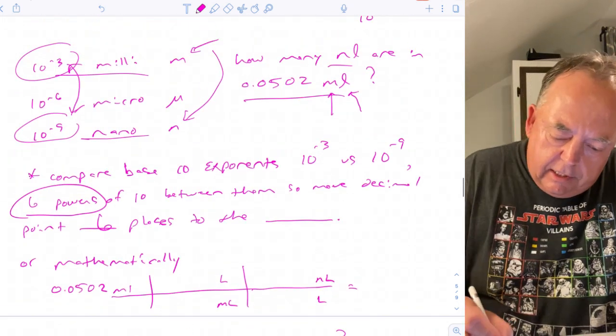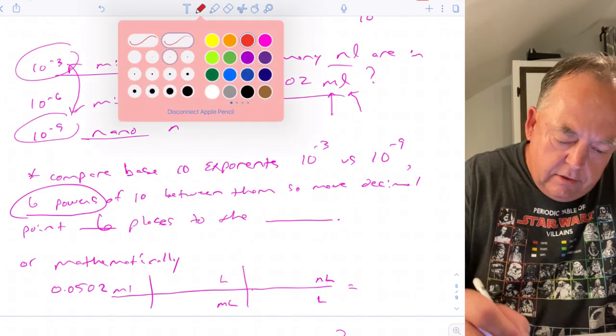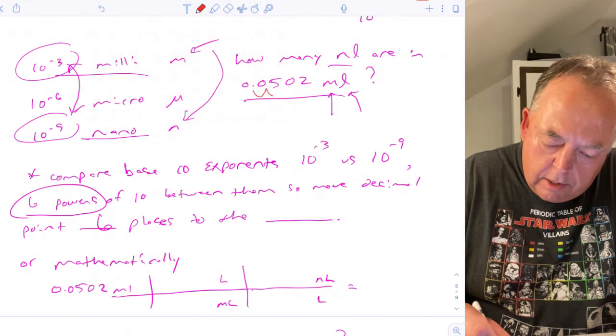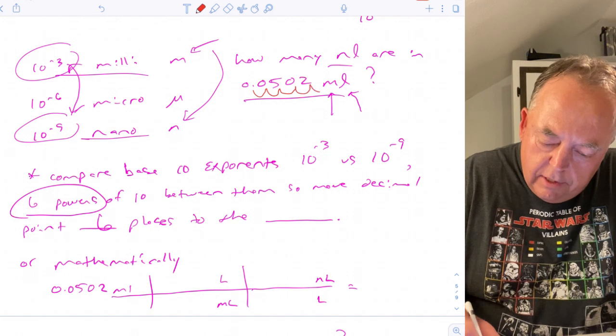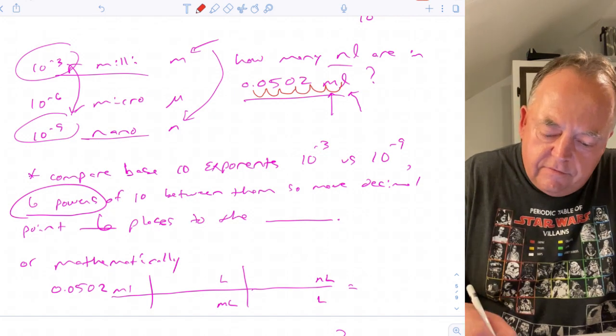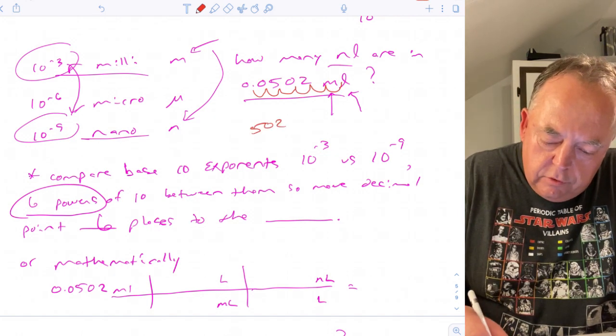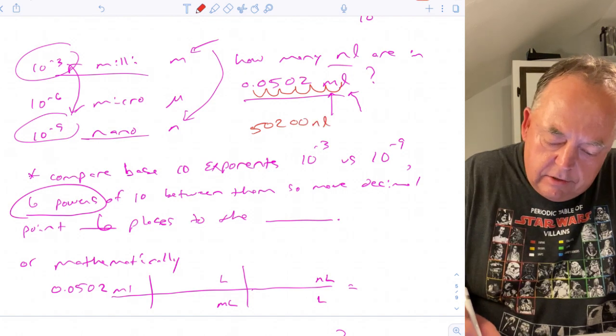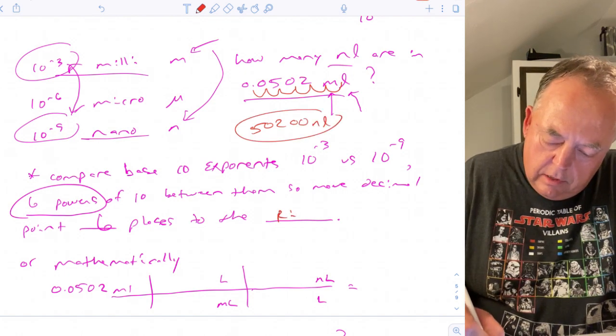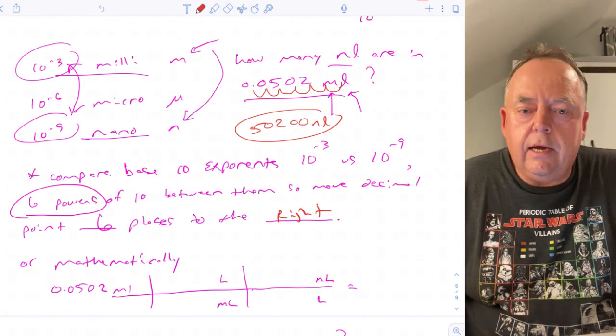So we would simply take this and move the decimal point 6 places to the right. 1, 2, 3, 4, and then 5, 6. So 2 zeros after that. So 50,200 nanoliters would be the answer.